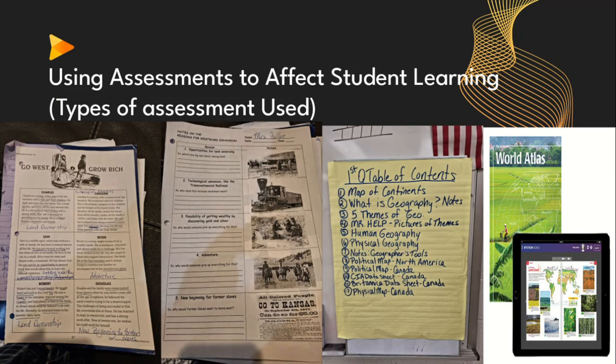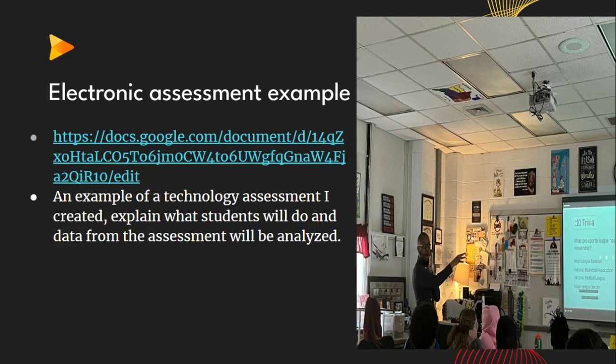And here are just some examples. The two on the left are just regular worksheet assignments. The two on the right are for 8th grade. They integrate technology. And I also do have some examples of integrated technology for my 6th graders, so I'm going to show you that.